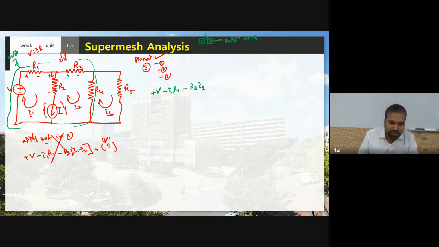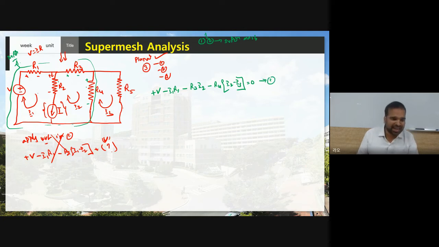Now you have to come here. As per loop 2, what current is flowing at R4? I2 and I3, both are in opposite direction. Therefore this is minus R4, and here this is (I2 minus I3), because two currents are flowing. Then you have to go to the start. Wherever you started, you have to end at that particular place. Therefore this is equal to 0, and this is my equation 1.